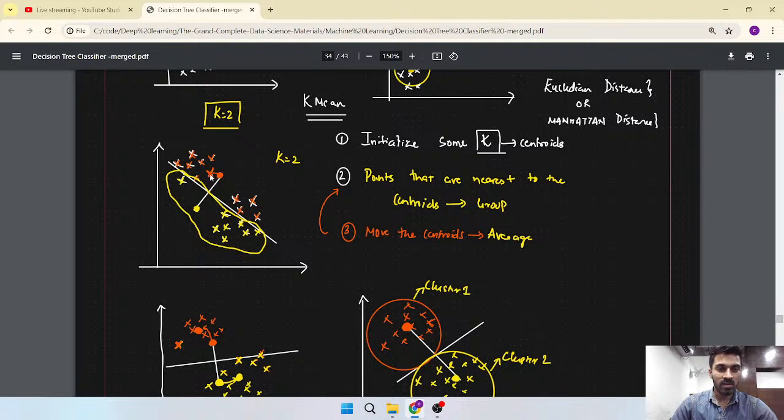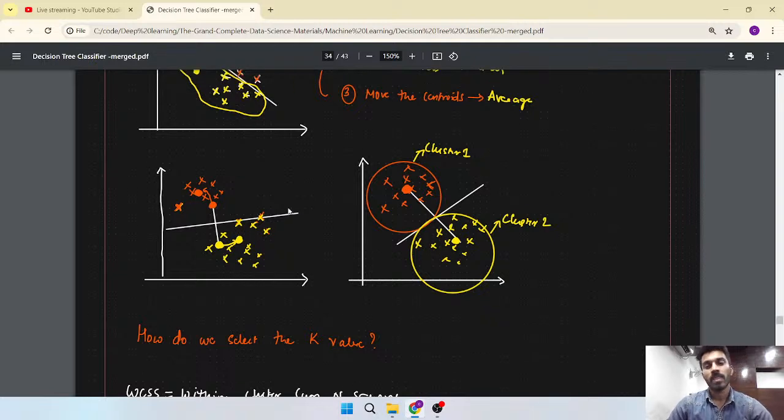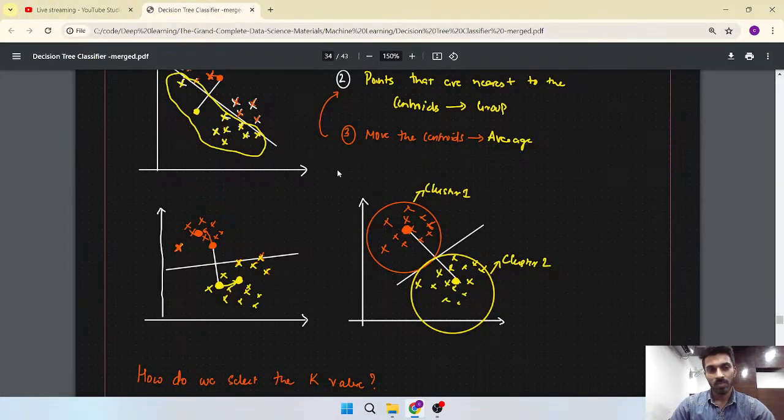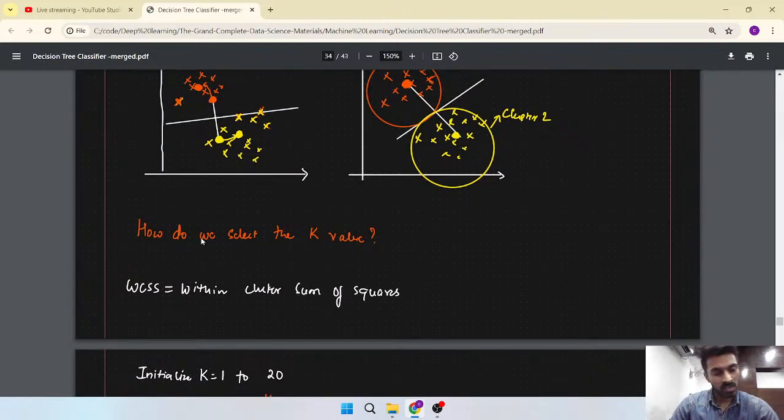The point whose distance is minimum goes to this cluster, and this point goes to this cluster. So according to this, in the second epoch, basically what we have done is take an average of this and initialize it as the second centroid, and for this point again a centroid, and we do this again and again until we are satisfied. We have to run this algorithm again and again. Now the question will arise: how do we find this k value?